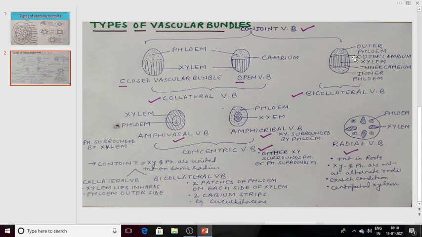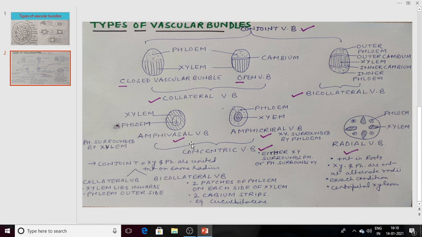And in case of bicollateral vascular bundle, there are two patches of phloem on each side of the xylem and two strips of cambium. And this type of vascular bundle is the characteristic feature of family Cucurbitaceae. You can see over here I have given some points, so you can afterwards look here and read these points to make clear regarding these diagrams.